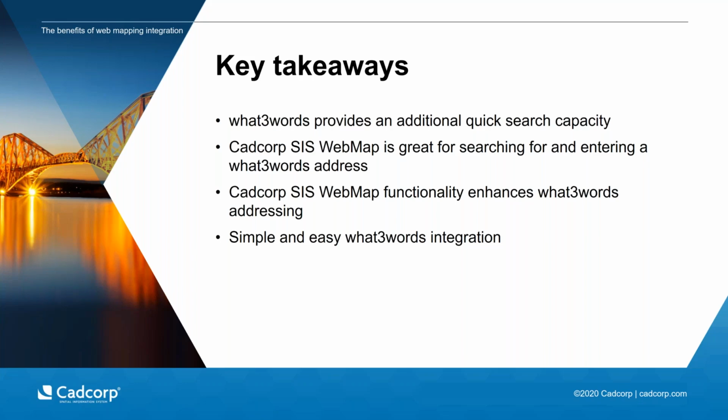Cadcorp SIS WebMap makes it easy to search for a what3words address and also enter a known what3words address. The Cadcorp SIS WebMap functionality, such as local knowledge, report it, and search by area, which are those functionalities you've seen today, enhances the what3words address procedure and information about that address. And what3words as an add-in is as simple and easy to integrate with Cadcorp SIS WebMap as you've seen today. So it's a really good application to get in there.